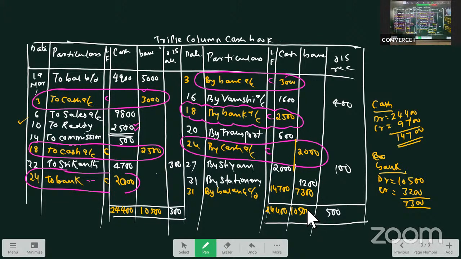So, as on 31st March, cash in hand is 14,700. And cash at bank is 7,300. The same amount we'll write on 1st of April as balance brought down. Cash balance is 14,700 and bank balance is 7,300. Okay. So that is how we have completed our second question, right?